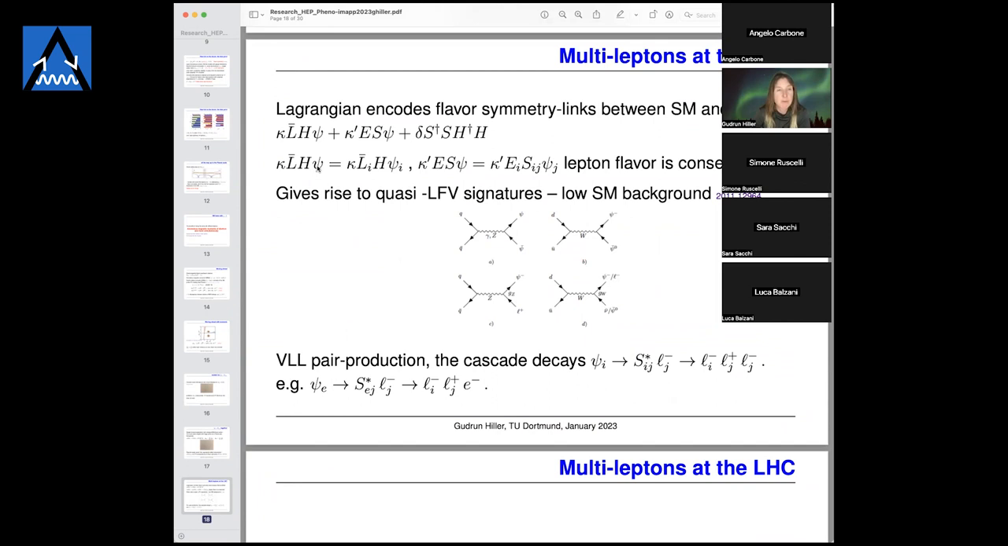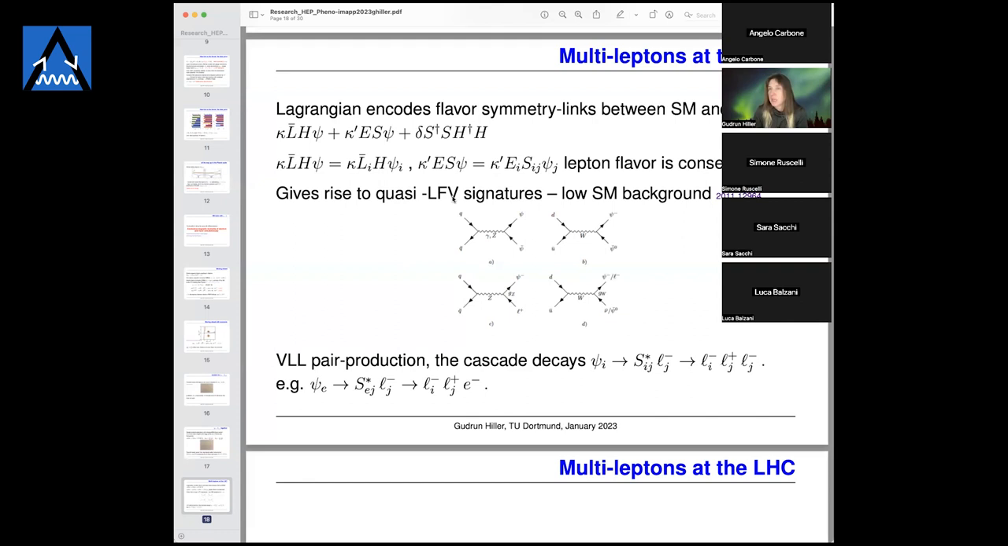And I'm writing down here the invariance. Kappa prime is also linking the flavor of the right-handed lepton to the scalars and the new lepton, and that's a result of this flavor symmetry. So there is a flavor symmetry, and this flavor symmetry is really the reason why we can look for these particles at the LHC in multi-lepton signatures, and the buzzword here is quasi-LFV signatures. LFV means lepton flavor violation. If the muon decays to an electron and a photon, that's a lepton flavor violating process. Lepton flavor is violated.